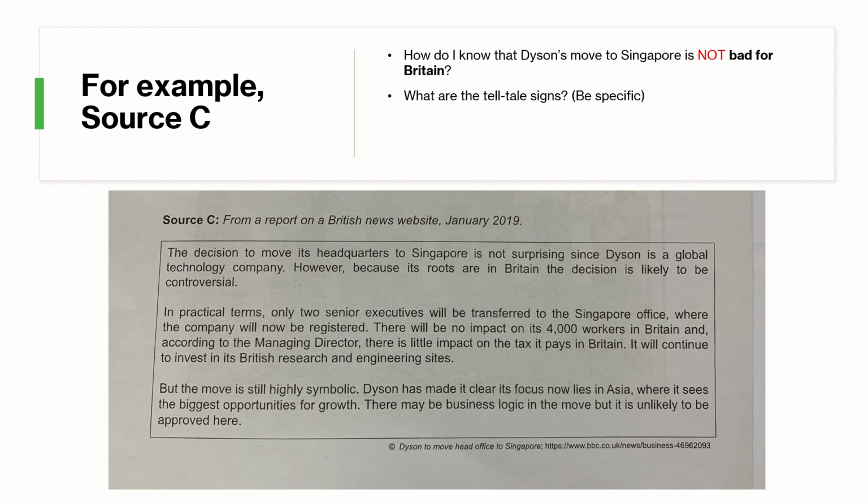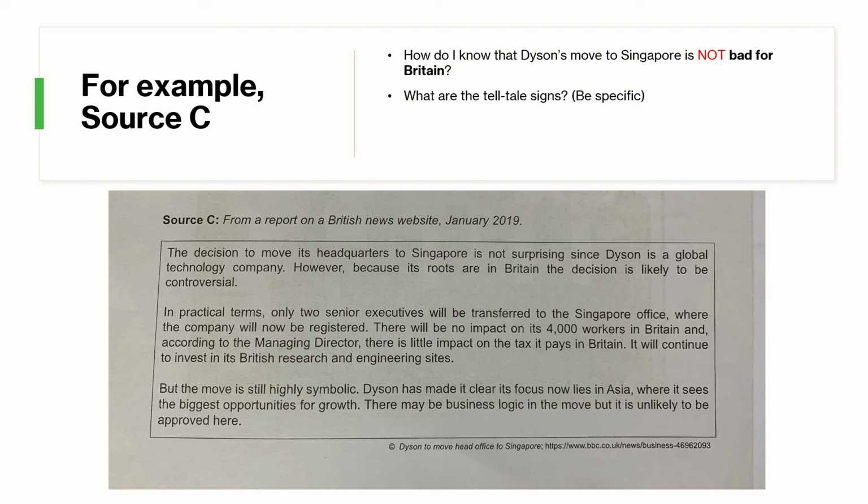Okay, so that is the agree paragraph. Now let's move on to our Disagree paragraph. So for example, I'm using source C. How do I know that Dyson's move to Singapore is not bad for Britain? What are the telltale signs? Mr. Tan, what are the telltale signs based on source C?